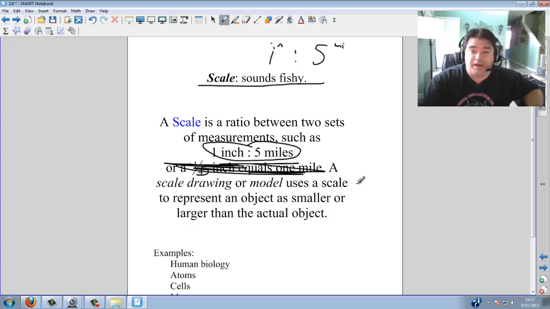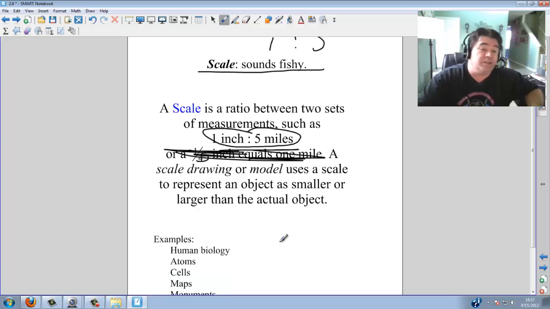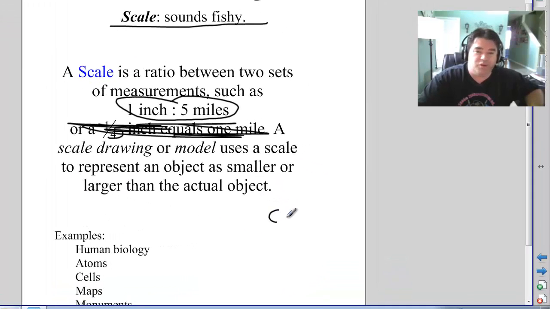But a scale drawing or model uses a scale to represent an object as smaller or larger than the actual object. For instance, suppose I was using a microscope. Let me use my superior drawing skills here. This would be the eyepiece, and this would be the object, and this is the tray for it and whatnot. You put something down here and you examine it. So let's say you're examining a molecule.